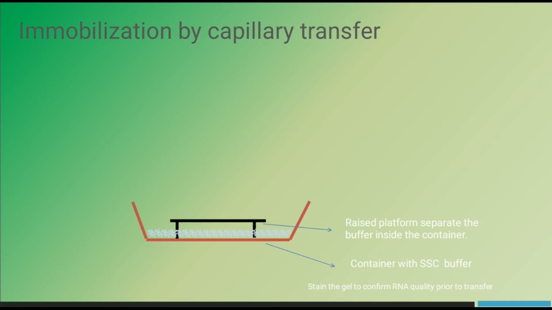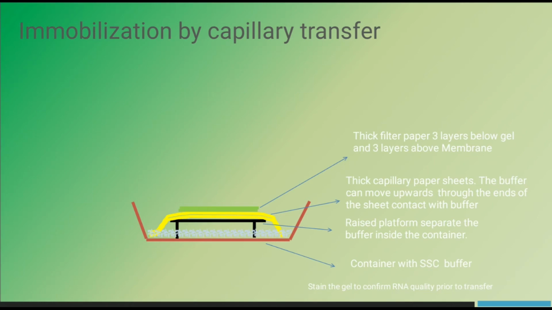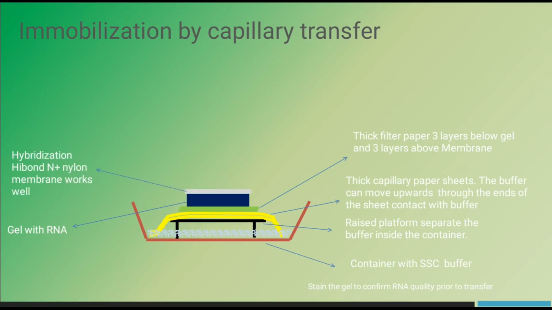Then we place a raised platform and place 2 long towel papers pre-wetted with SSC buffer, over which 3 thick filter pads are placed, and above which the RNA gel is placed, above which a pre-wetted membrane, which may be nylon, nitrocellulose or PVDF, is placed. If it is PVDF, we have to pre-wet it with methanol for 30 seconds. Then we carefully remove the air bubbles present between the gel and the membrane, and again sandwich with thick filter pads or filter papers, also pre-wetted in the buffer.